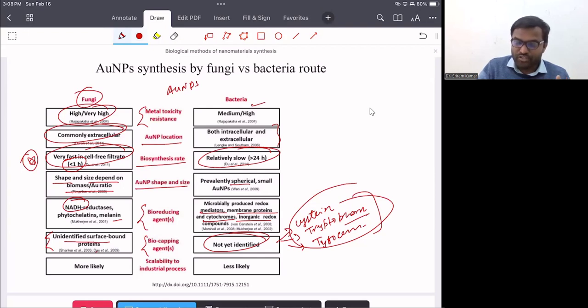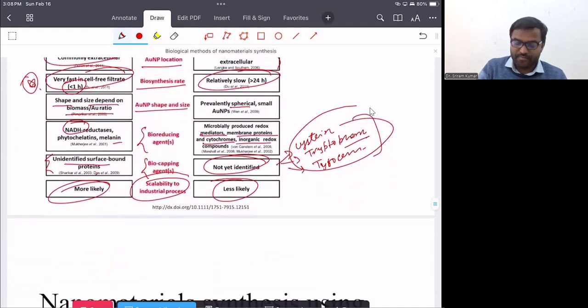If you think about the use of biological samples at the industrial scale, we can use the fungal system for nanomaterial synthesis more likely as compared to bacteria, because of the rate of nanomaterial synthesis.